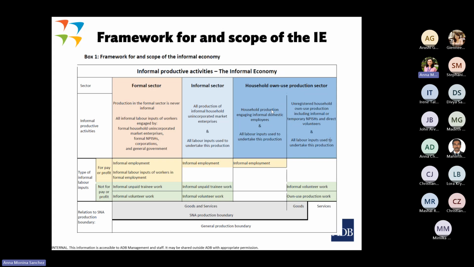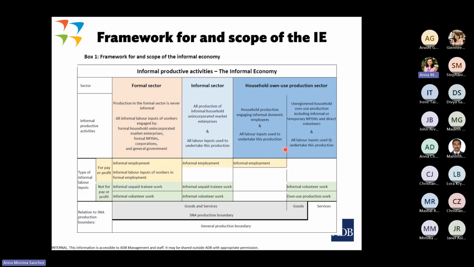So we define first the informal productive activities. Remember that your informal productive activities are comprised of your informal production and informal labor inputs. Okay, so we have three sectors: your formal sector, informal sector, and household own use production sector. The first step is defining which sector such activities fall into, and the next step is defining the activities as being part of the informal economy or not.